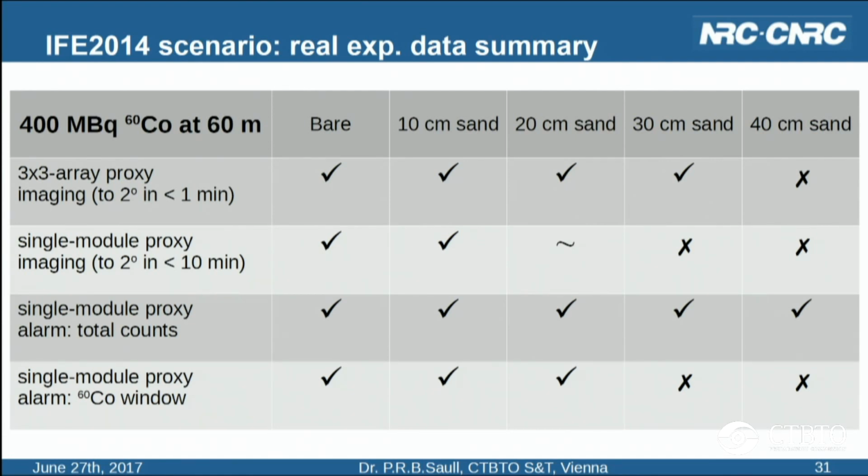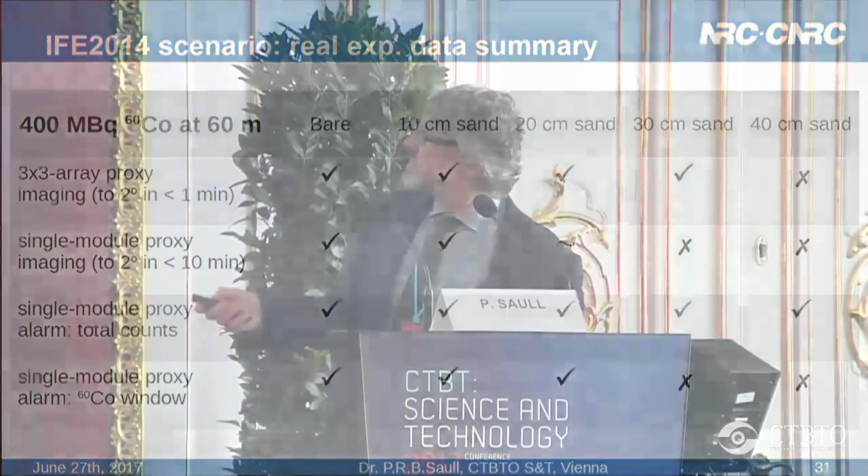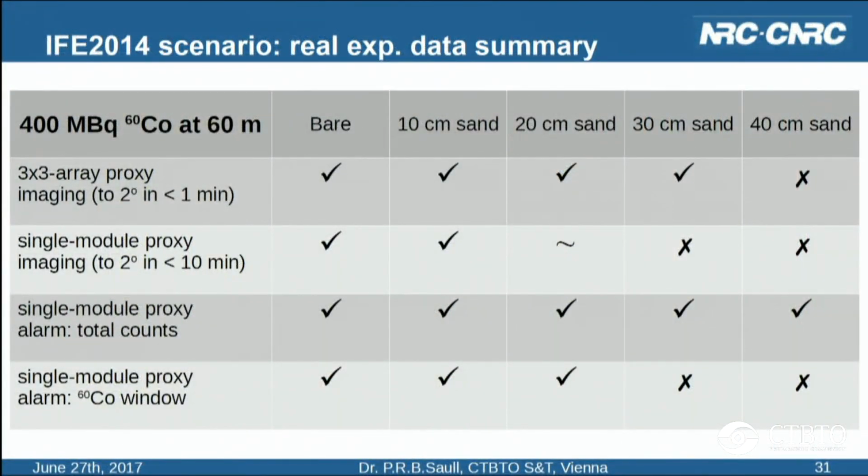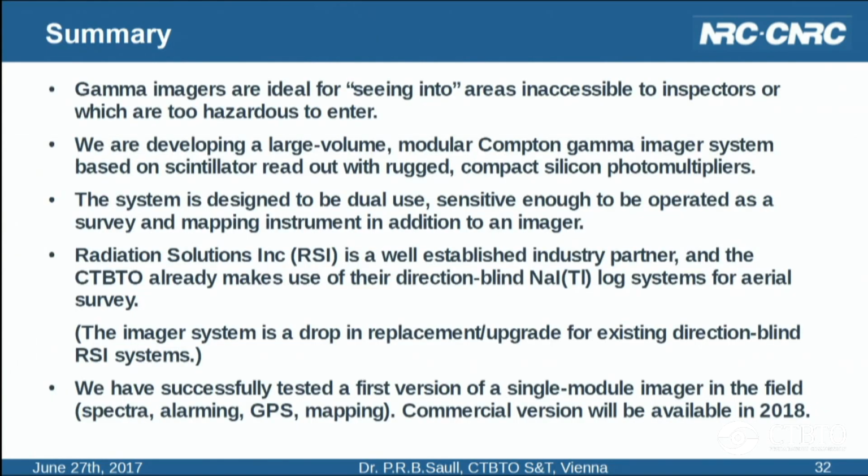And for the single module, which is probably more likely what they would have had on that ridge, they would have been able to do a bare source and something buried in 10 centimeters of sand in under 10 minutes to 2 degrees precision. And that's just holding your thumb up on the ridge and looking down like that. And that's where you would have to go from there. In all cases, the single module imager alarmed on total counts. And so it's functioning as a survey instrument. And if you just windowed on the cobalt-60 peaks, it alarmed up to 20 centimeters of depth, but not on the last two.